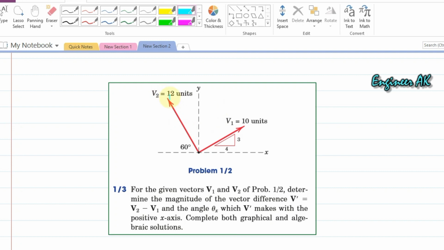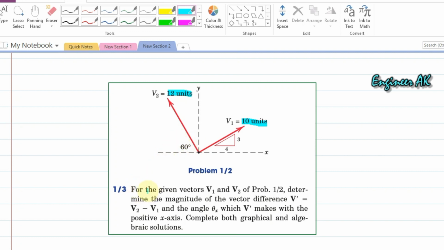So let's start. So here we have two vectors. The vector v1 has magnitude 10 units and the vector v2 has 12 units, right? And the vector v2 is making a 60-degree angle with the negative x-axis. This is a positive x-axis, so this is a negative x-axis. So here it is making a 60-degree with negative x-axis, right?